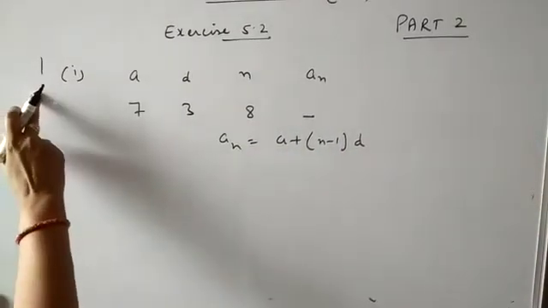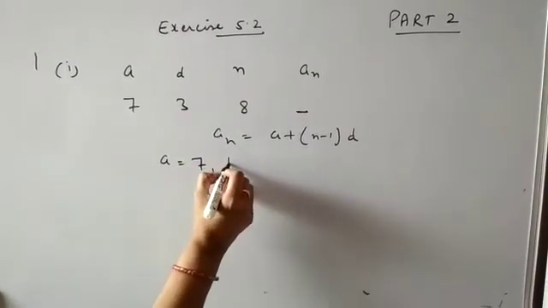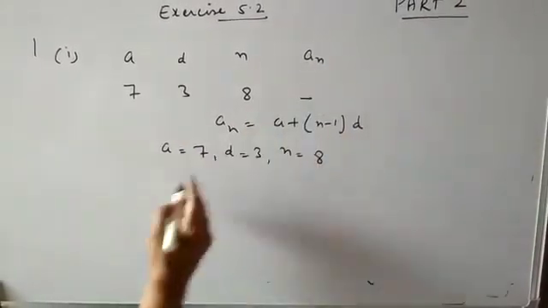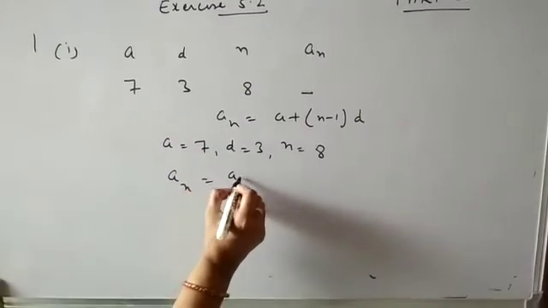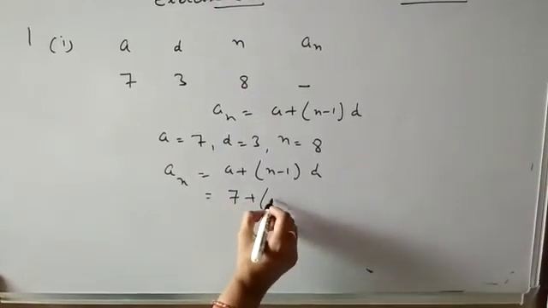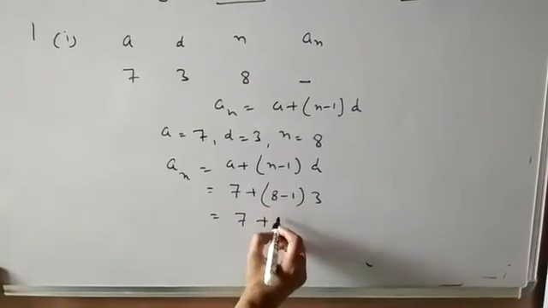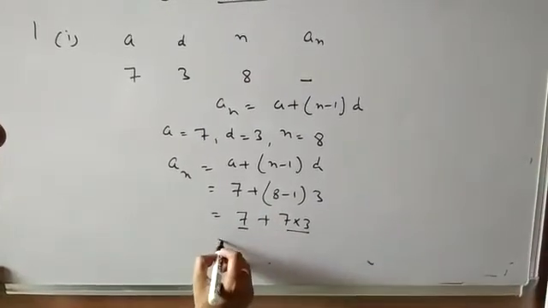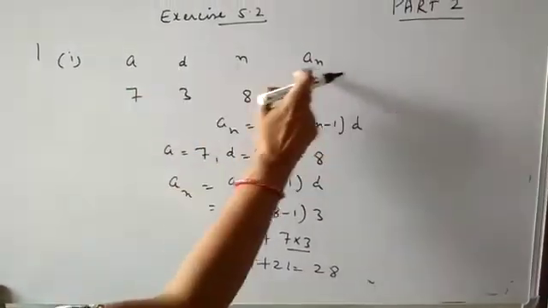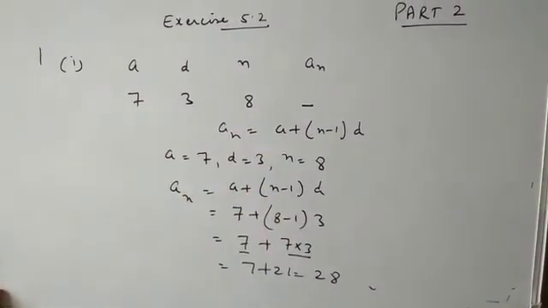I am taking first question of 5.2. Now A is 7, D is 3, n is 8. I want to find an. An is A plus n minus 1 into D, A is 7, n is 8 minus 1 and D is 3. So 7 plus 7 into 3, it will be 28. In this way, from these four terms, if I know any three, I can find the fourth one.